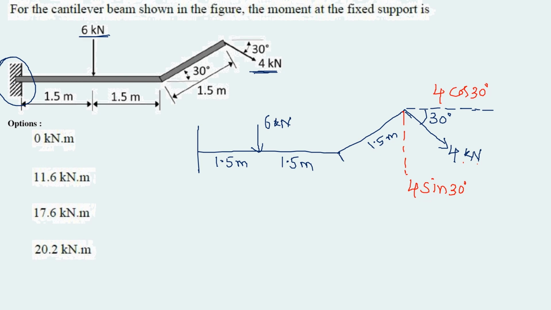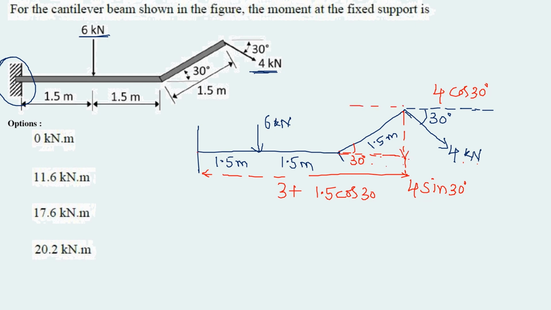Now the total perpendicular distance from this part is 3 plus, here the distance is 1.5 and it is making an angle of 30 degrees. So the horizontal distance is 1.5 cos theta. So 3 plus 1.5 cos 30. This is the total distance from the fixed end to the vertical component of the force.